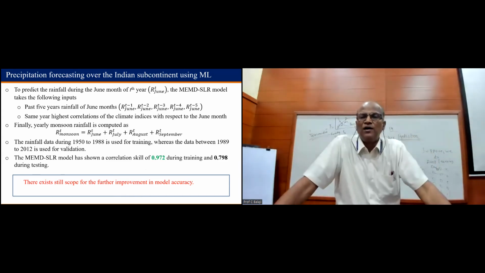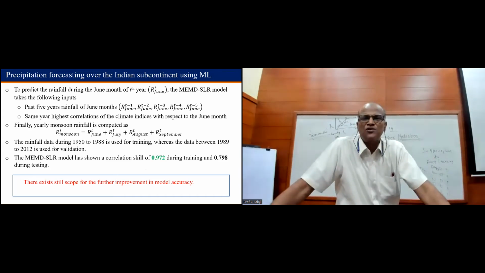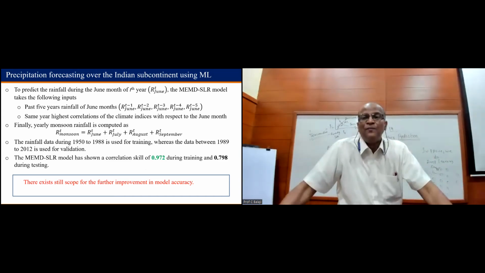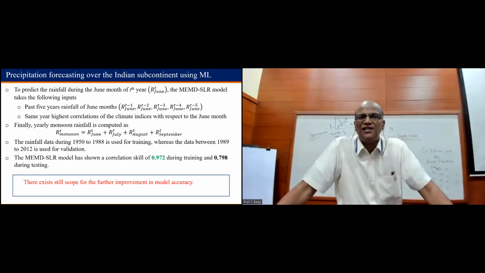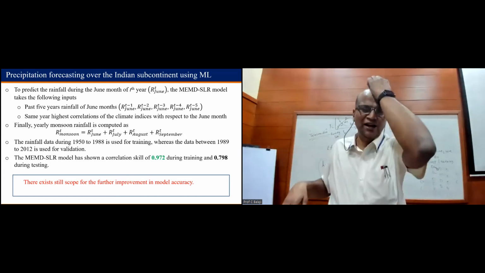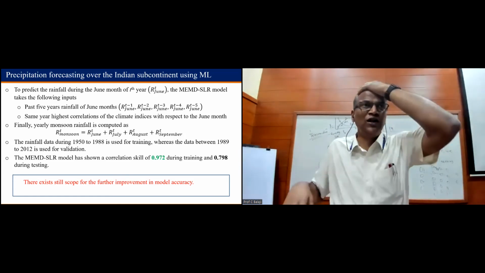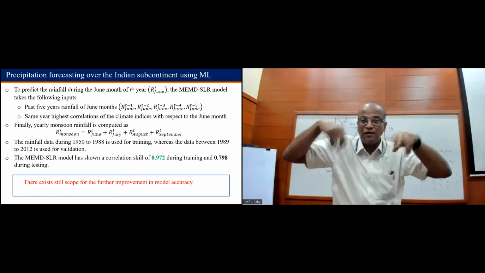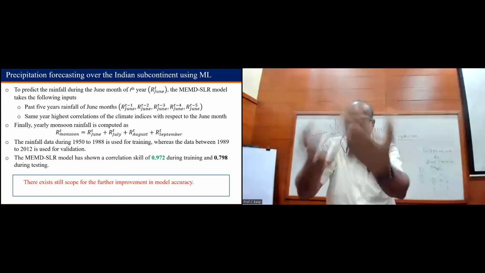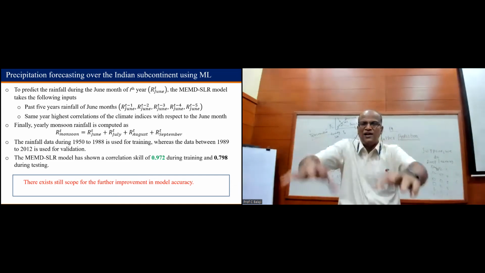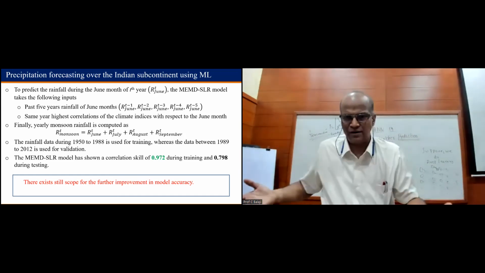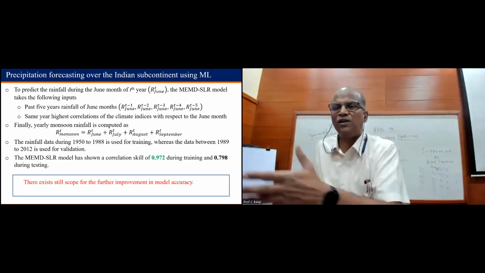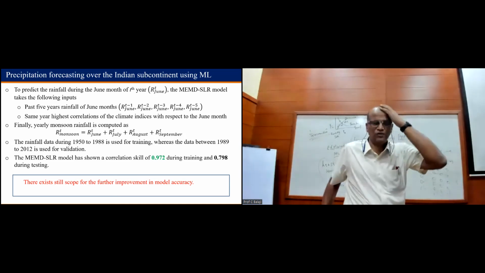Okay, rainfall in June, T-1, T-2, T-3, T-4, T-5, and corresponding to this, they found out the highest correlation of the climate indices. Using the past 5 years' rain for June and the climate indices, they will get the rain for this June. Like that, you get the rainfall for July, then August, then September. You add all these four, and you get the rainfall for the monsoon.